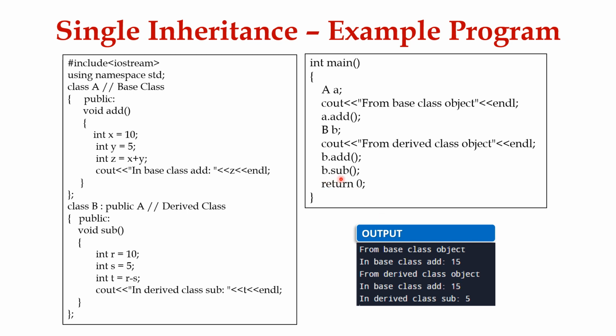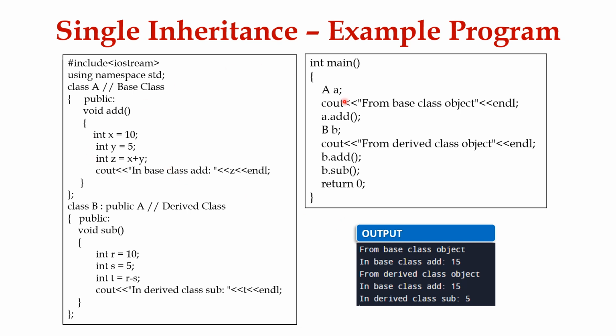Next, b.sub. So b is the derived class object. We are accessing the method which is available in the derived class, sub. Now the execution moves to the sub function. Here the values of r and s get initialized, and then the value of t is found using the statement r minus s, that is 10 minus 5 is 5, and the value is displayed to the user using the cout statement. We can see 5 is displayed to the user. So finally the program ends here.